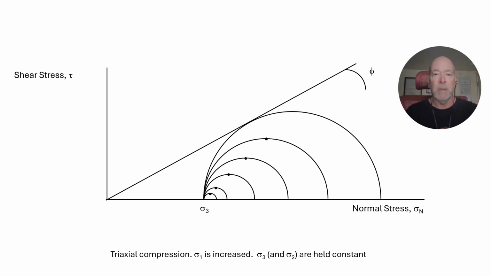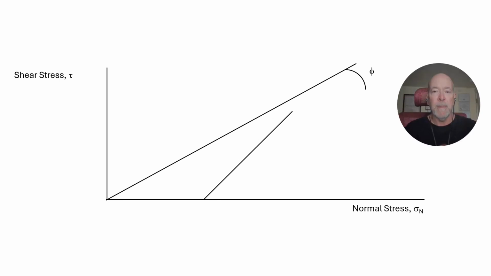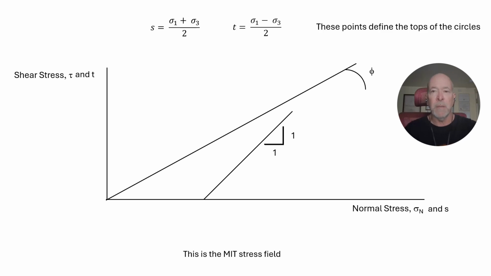We could put a dot on the top of each one of those circles to connect it with a straight line. That line is at a 1-to-1 angle, and that is the MIT stress field. Now we have to add S and T to these axes. Sometimes it's labeled P and Q. We'll get into that in the next slide. S and T define the tops of those circles, and this straight line at a 1-to-1 slope is the MIT stress path.